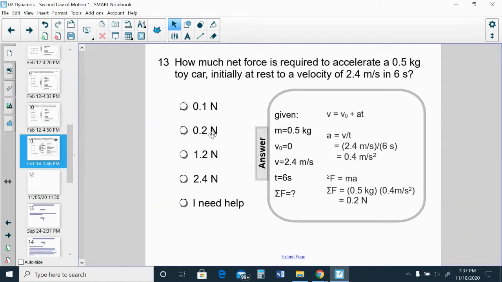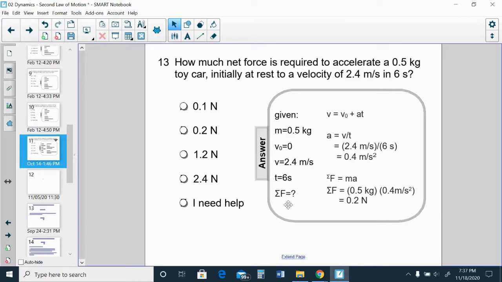Okay, so this one's a little tricky. I have a couple steps here. We're given mass, which is 0.5 kilograms. Initial velocity is 0 since we're starting from rest. Final velocity is 2.4 meters per second. Time is 6 seconds. And we're solving for net force.